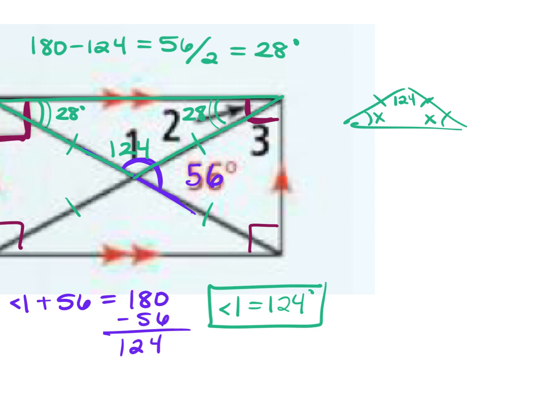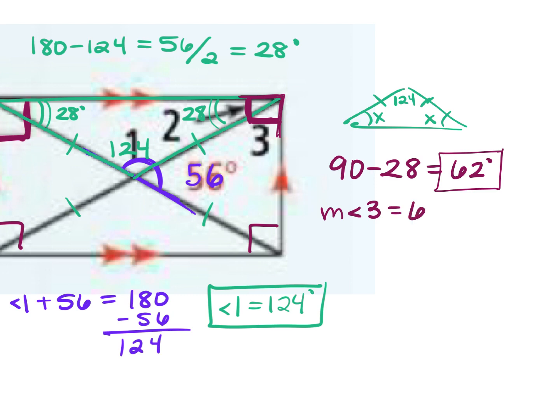And then would 3 be 28 as well? Okay, so 2 is 28, and this whole angle here is 90. No, it's not. So what do you do? You subtract 28 from 90. Right, 90 minus 28 is 62. So the measure of angle 3 is 62 degrees.